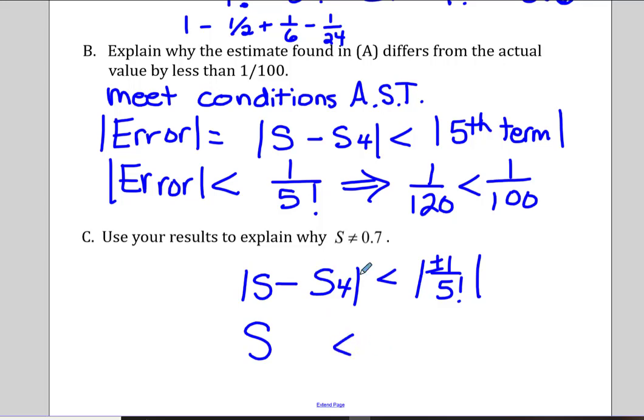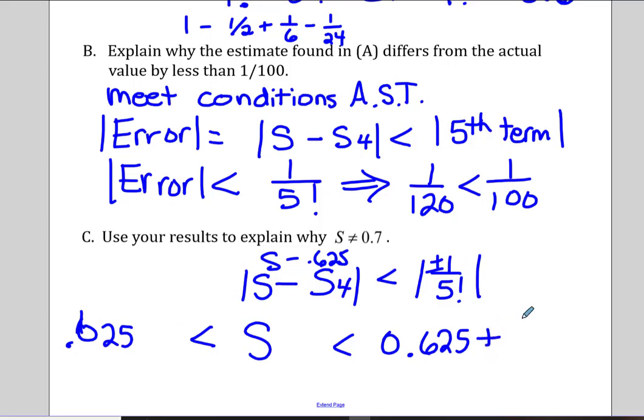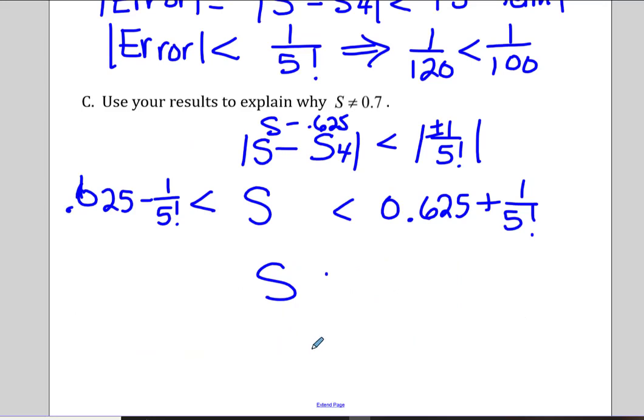and it's got to be less than, what was the 4th sum? 0.625, and it's got to be less than 0.625. So if we leave that sum there and add it here and add it here, then this is going to be adding 1 over 5 factorial, and this would be subtracting 1 over 5 factorial. So I took that expression, broke up the inequality, and added and subtracted those two terms.